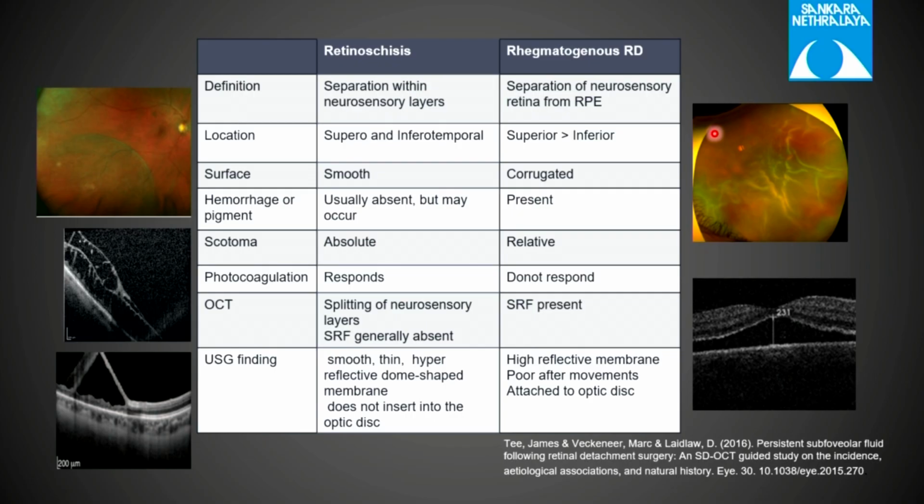Yes. See, rhegmatogenous retinal detachment is a clinical diagnosis. So you need not wait for any investigations unless it's absolutely indicated. Suppose the media is very poor, in that case yes, you may tend to wait for investigations, but otherwise it's a clinical diagnosis. You do not require any investigations. You need not wait for any investigations to operate on a patient with rhegmatogenous RD unless there are any serious indications. Okay, you can proceed to the next case. Yes.